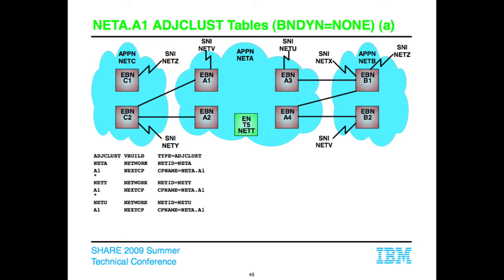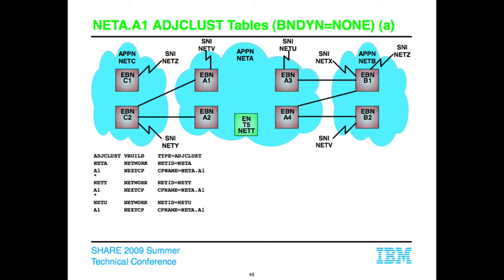What about the net U network? That's an SNI connection off of A3 here that you can't get to from anywhere else on this picture. The only way to get there is through an SNI connection off of A1. The tendency is to put A3's name in the adjacent cluster table on A1.